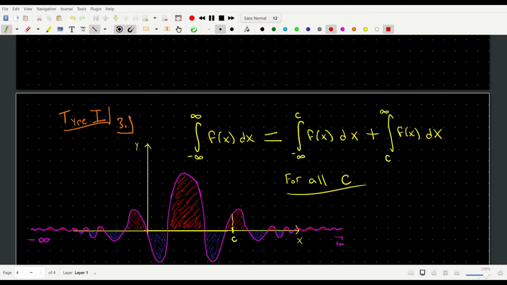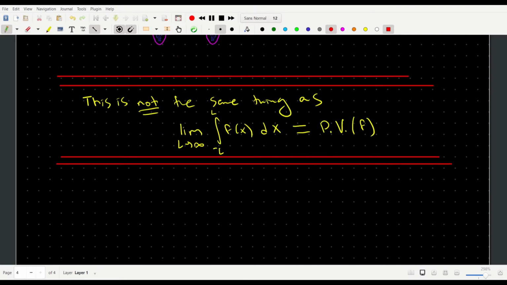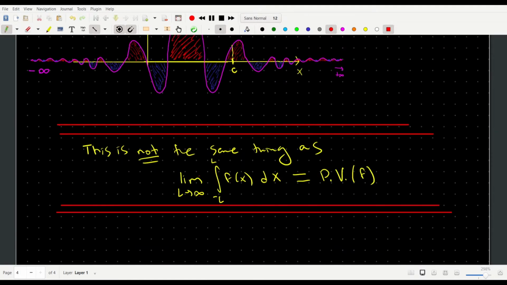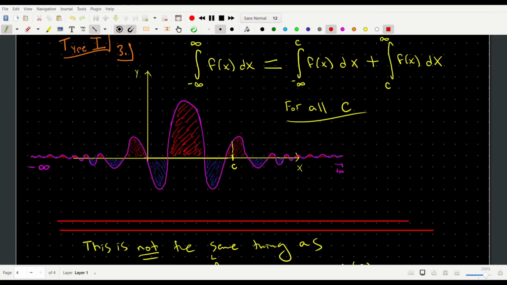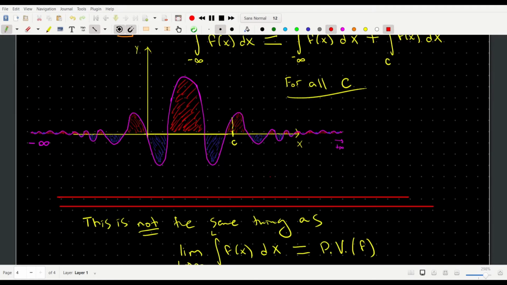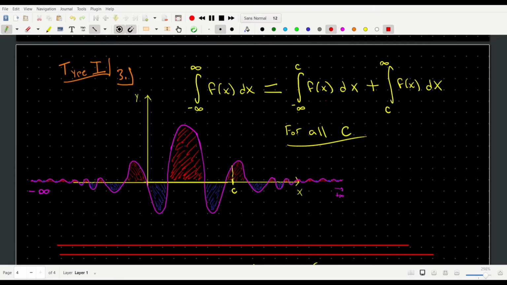And for certain functions, the improper integral of the function will not exist, but the principal value of the function may exist. So it's very important to realize this and to not try to simplify this process too much. A big mistake that students will make is they think the improper integral is the principal value, and they'll calculate the principal value of the function when really they're trying to calculate the wrong value. They need to go through and do two improper integrals in general to compute the improper integral of type 1 subtype 3.